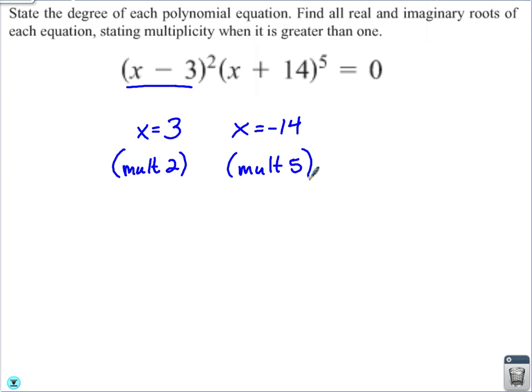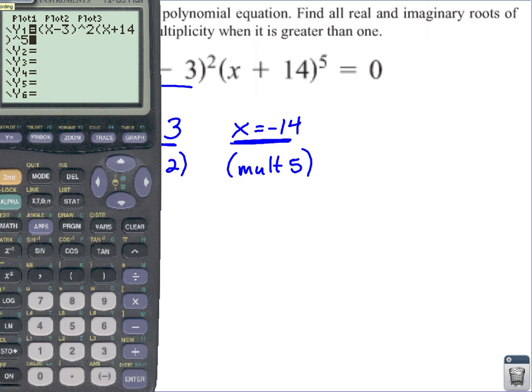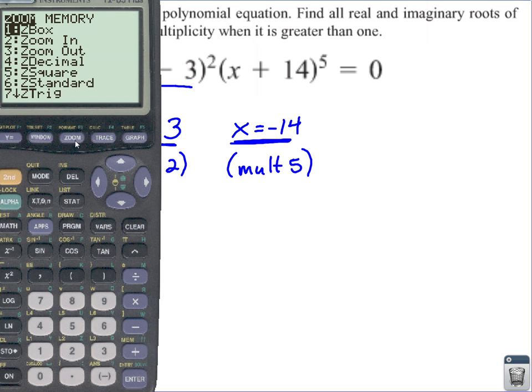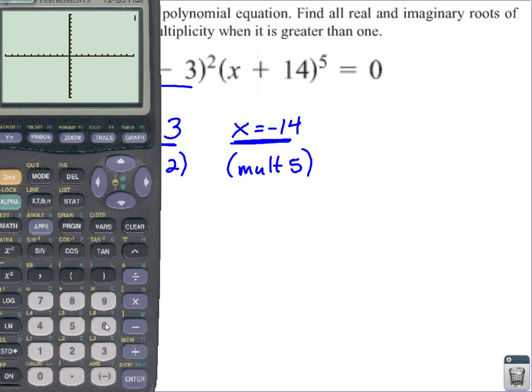So if what we said was true, and that's the reason I worked this problem, when we graph this, your graph should do what at 3? Cross or touch? Touch, and should do what at negative 14? Cross. Let's try it. Here we go. X minus 3 to the second times x plus 14 to the fifth. I'm going to go to Zoom standard before I can go into that. Zoom standard. Here's your graph.